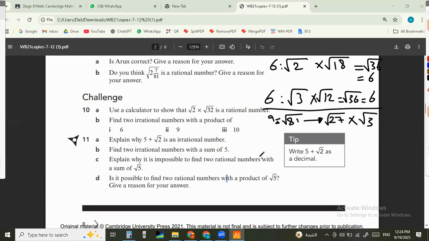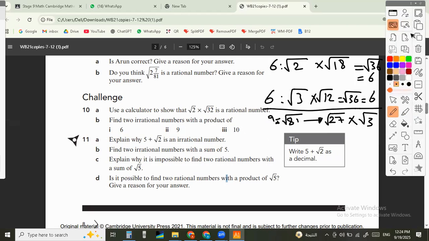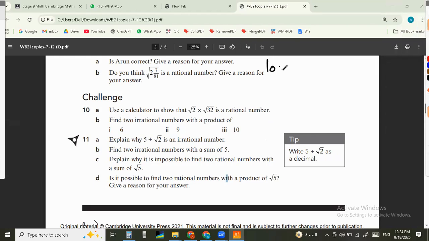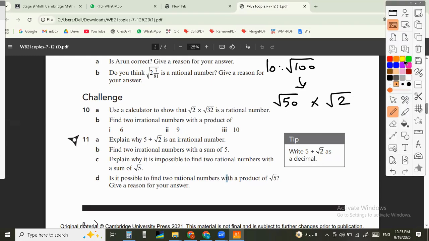All right, 10. I need two irrational numbers that give me 10. Mister, I know that 10 is actually the square root of 100. I can break this down into two numbers multiplied by each other. I can say root of 50 times root of 2. Are there any other possible answers? You might keep thinking about this, but I guess no, because if you try 4 times 25, both of them are rational, and 100 times 1, both of them are rational. So that's it: the square root of 50 times the square root of 2.